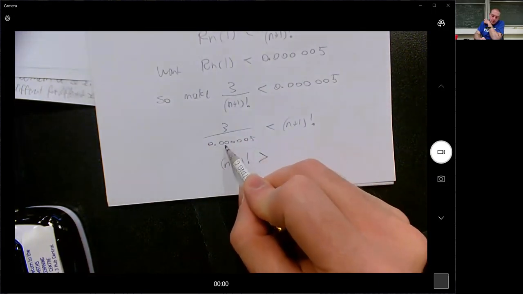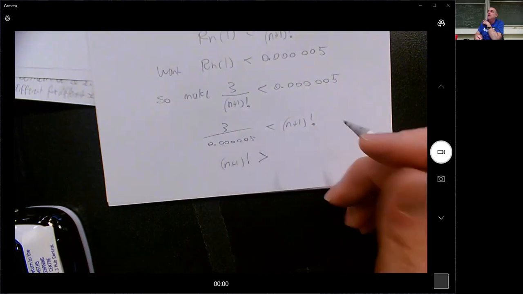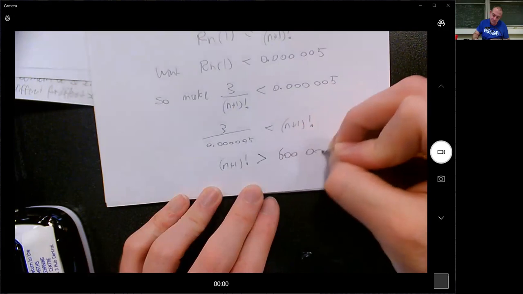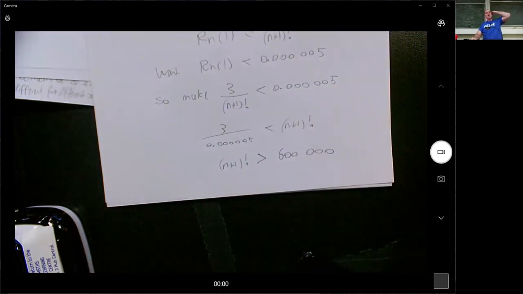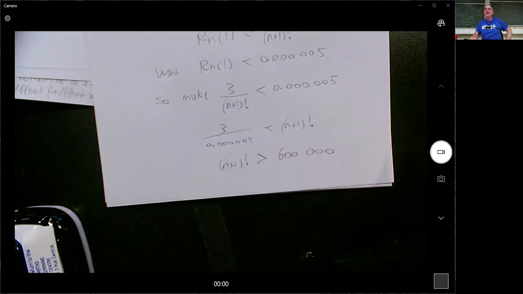So 1, 2, 3, 4. I think it's going to be 60,000, but I could be wrong. Oh, it's close. It's off by 10. 1, 2, 3, 2, 3, 4, 5. I was close. Off by 10. I think that was pretty good though. If I'd written this in scientific notation, it might have been easier for me to do.